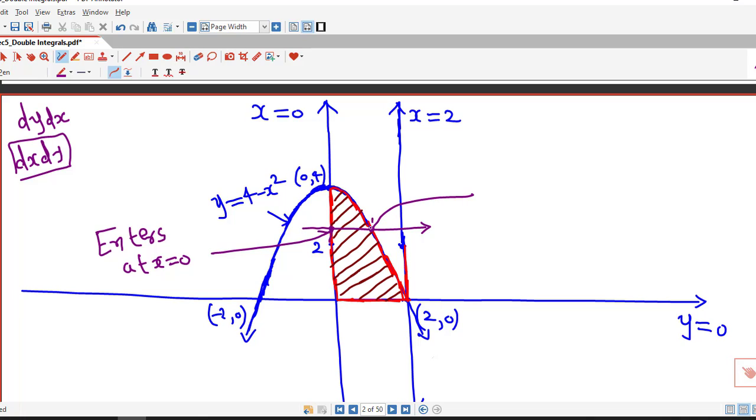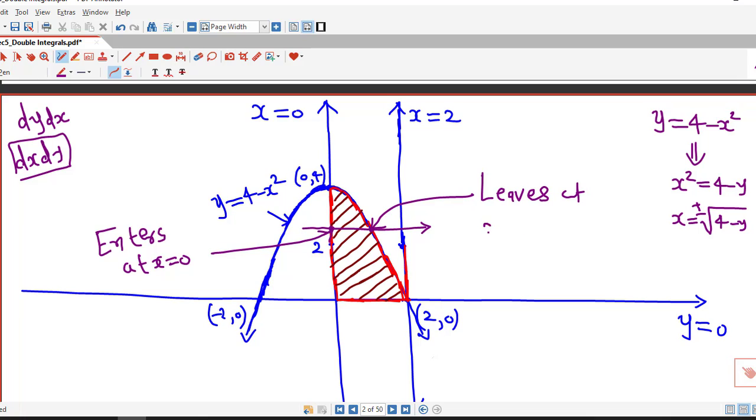This point is on the parabola y equal to 4 minus x square. So from this we will find the value of x. x square is 4 minus y, so x is plus or minus square root of 4 minus y. But here x is positive, so we will consider the positive value of x, and here we write the line leaves at x equal to square root of 4 minus y.